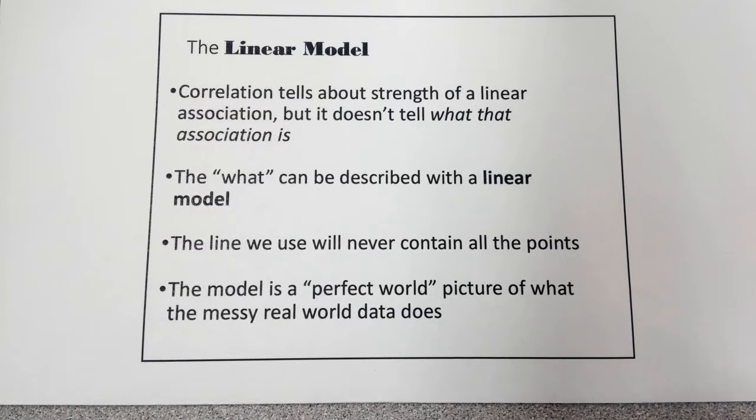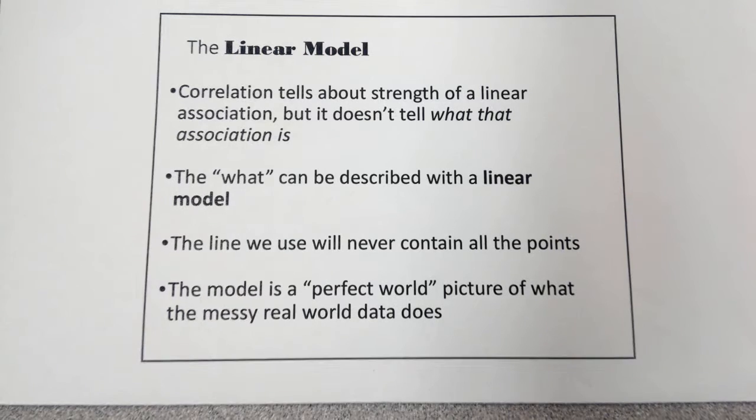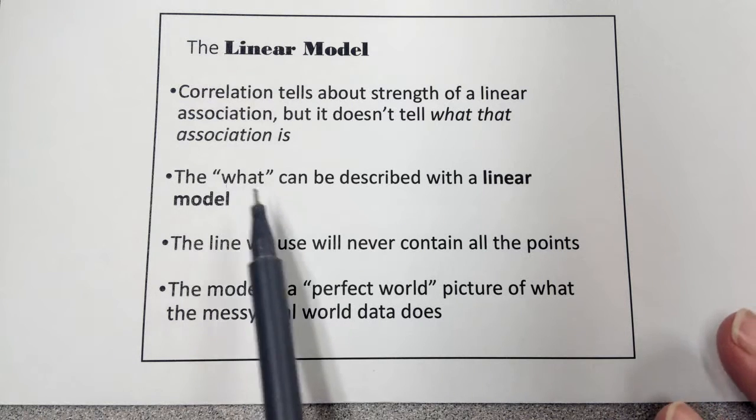So we've talked about correlation. We know that correlation tells us the strength and direction of a linear set of data, a linear scatter plot. But it doesn't actually describe the association in terms of how X can lead to Y. It doesn't give us a way to do predictions, and that's what we're kind of fishing for. We want a model, we want an equation, we want to know what this line looks like that models how these points behave. So the what is a linear model.